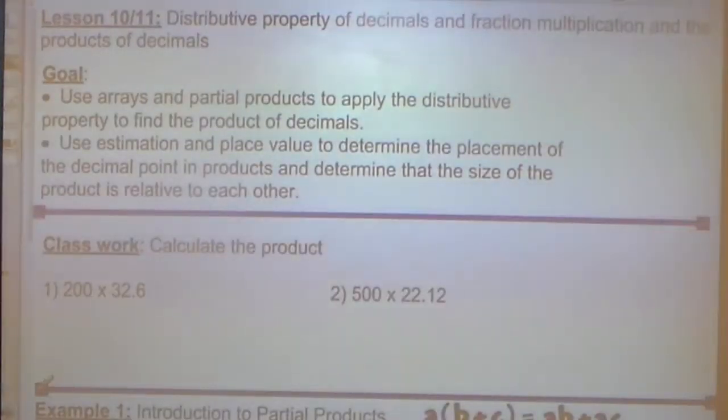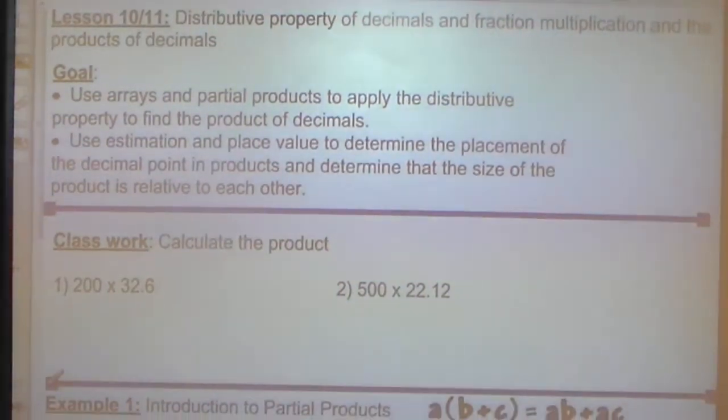Lesson 10 and 11, Distributive Property of Decimals and Fraction Multiplication, and the Product of Decimals. Goal: use arrays and partial products to apply the distributive property to find the product of decimals. Use estimation and place value to determine the placement of the decimal point in products, and determine that the size of the product is relative to each other.